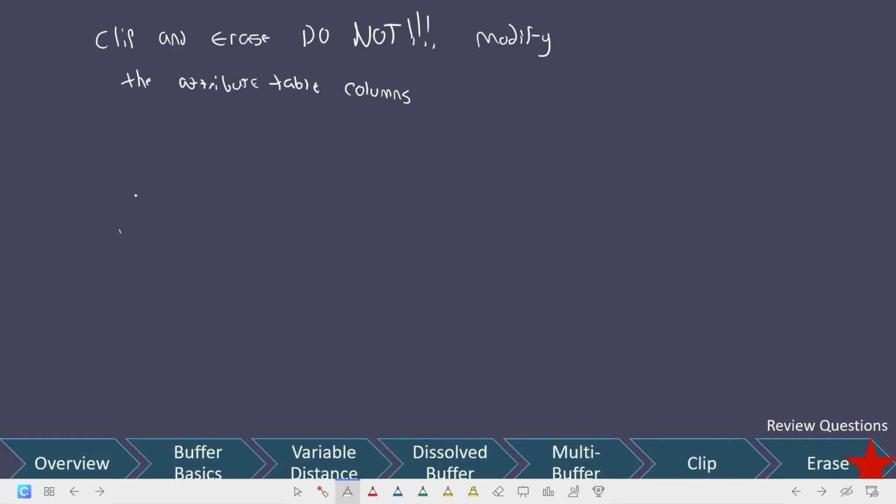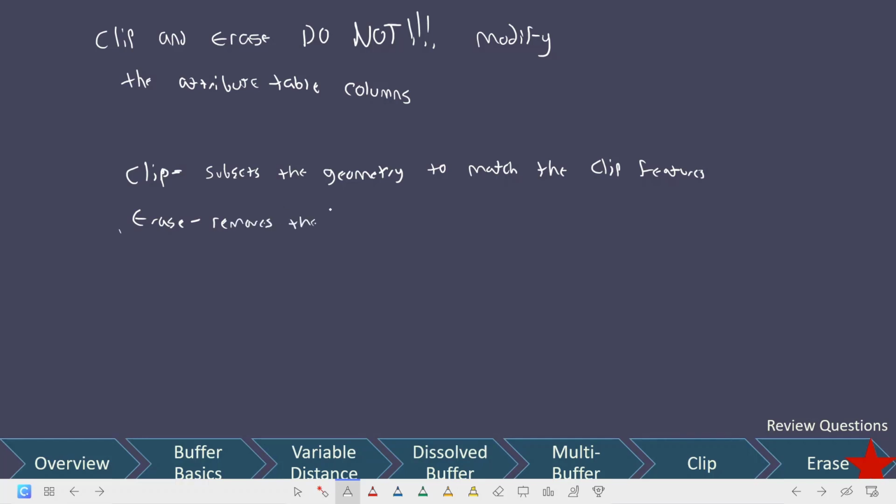Now, to recap briefly before we move on to the review questions, what we've talked about is clip, which clips or subsets the geometry to match the clip features, and then erase, which removes the geometry of the erase feature from the input feature.